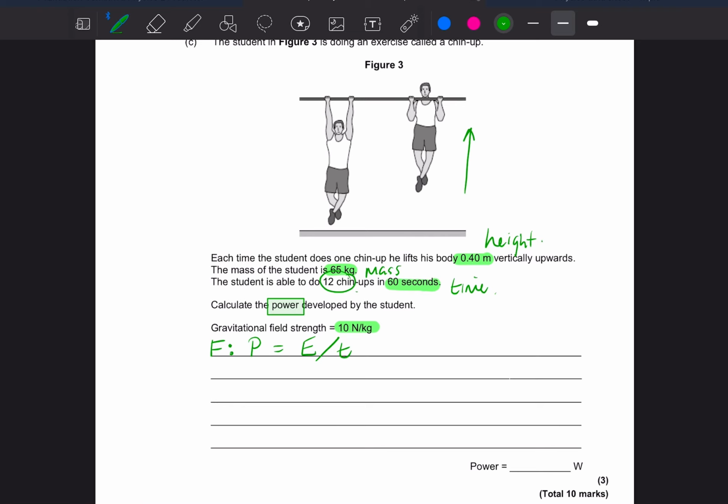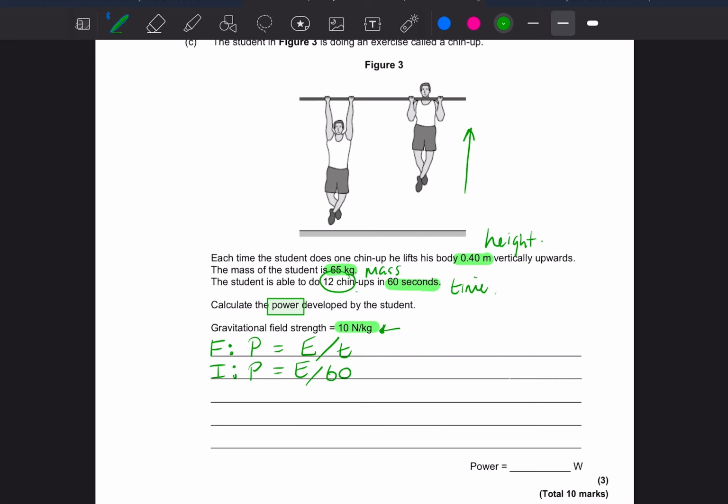Now, let's plug in what we've got. We're trying to find power, so we don't have that. We don't currently have an energy transferred, but we do have a time, which is 60 seconds. So why have I chosen that formula? Well, because it mentioned gravity, I know there's a way to get energy. So what we need to do is use another formula to find the other missing value.